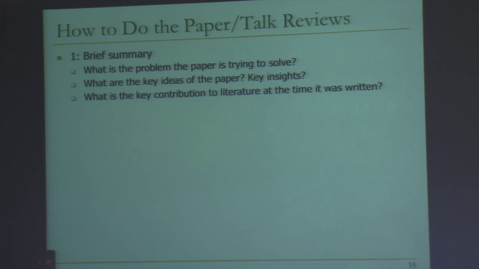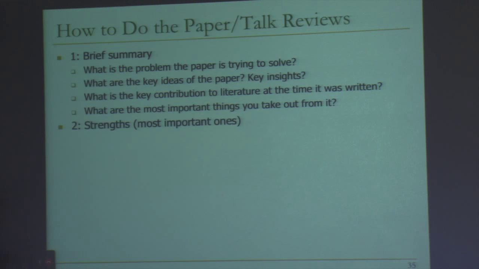So we're going to read a lot of papers that are current, but we're going to read some papers that are old. So it's always important to evaluate works at the time they were written, right? Amdahl's law was written in 1967, right? Today everybody knows Amdahl's law, but at the time, not many people did think about it that way. What are the most important things you take out from it? So a summary is a brief summary, and it's good to structure it this way. Problem, key ideas, key contribution, and most important takeaways. Maybe some results also, right, in that.